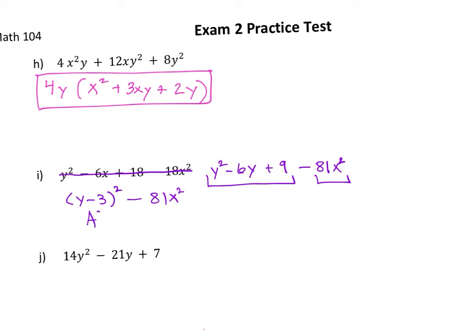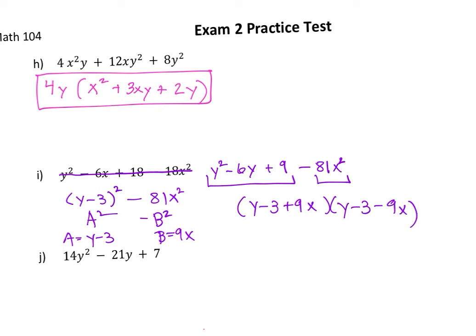That's an a squared minus b squared form, where my a is y minus 3 and my b is 9x. So if we put it into the formula, it's a plus b times a minus b. And once again, I just rewrote a new problem. I did not use the problem that was on the test review because I wanted to give you a chance to do a problem where we do this method.